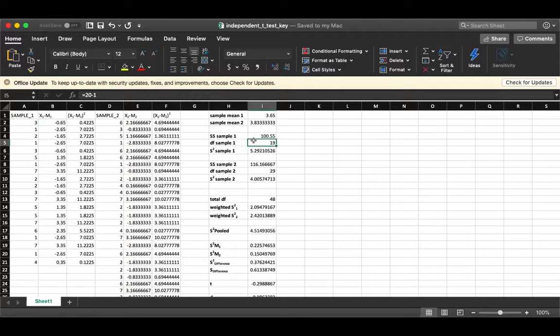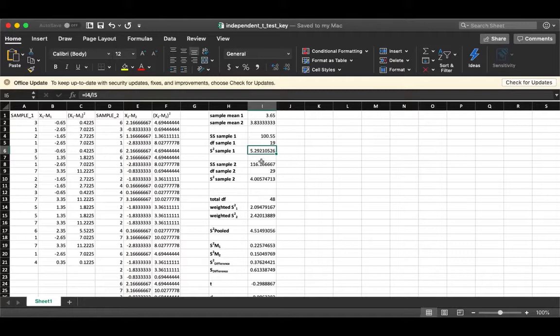And your degrees of freedom for sample 1 is 19, because we had 20 subjects in this sample. So 20 minus 1 equals 19. And now calculate S squared for sample 1, so that unbiased estimate of population variance based on sample 1. So this is simply your sum of squares from sample 1 divided by its own degrees of freedom. So I4 divided by I5.